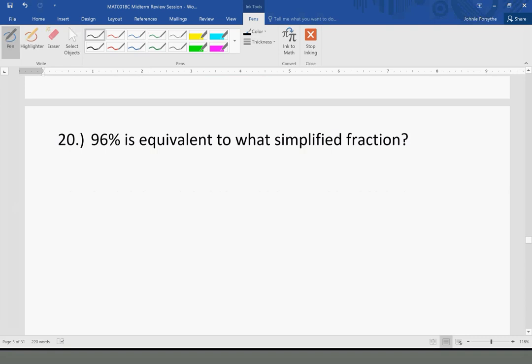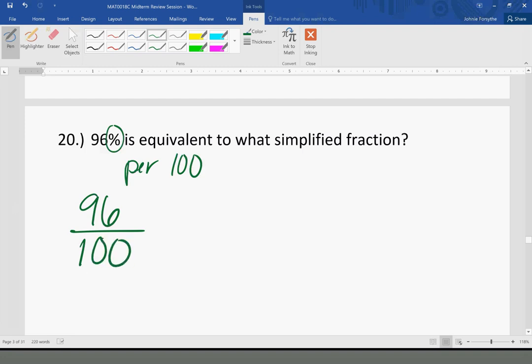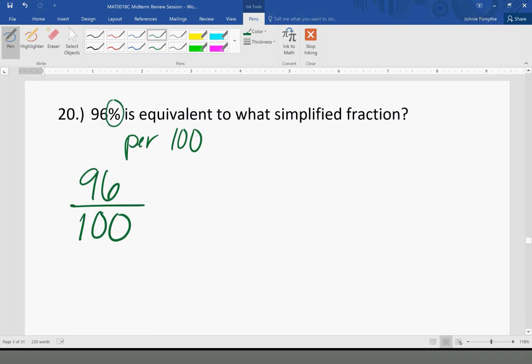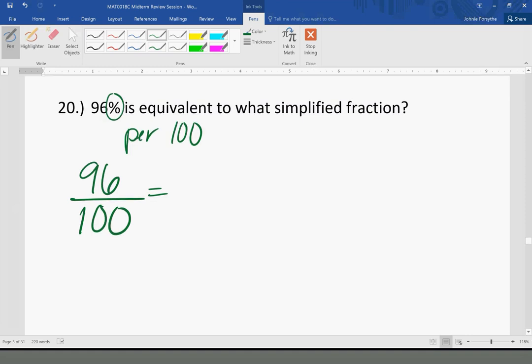Number 20, 96% is equivalent to what simplified fraction? So 96%, so percent is basically the same thing as per 100. So 96% is equal to 96 over 100. And so basically from here we want to simplify 96 over 100. So we can do this by writing these. We can break both of these down into factors and then cancel out the common factors.